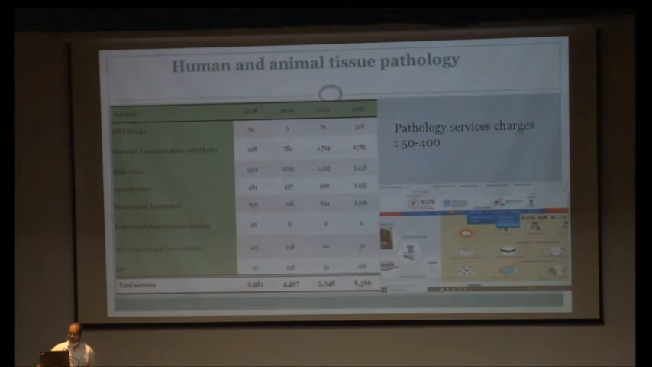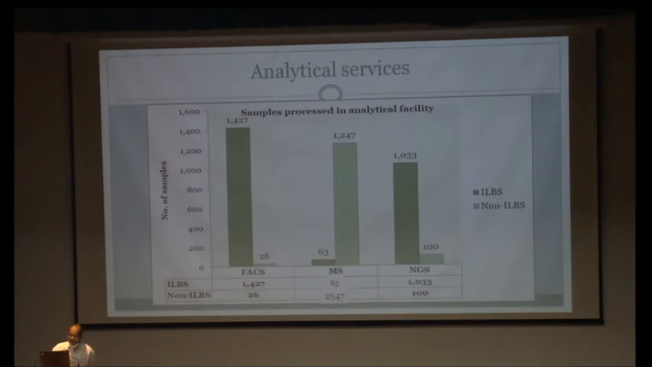And in 2021 alone, we have done more than 8,000 samples for the animal pathology. And the pathology service charges are also 50 to 400, and 400 is the maximum for the IHC and 50 is for the unstained slide. So it is in the range of 50 to 400. Now the analytical facility stats.